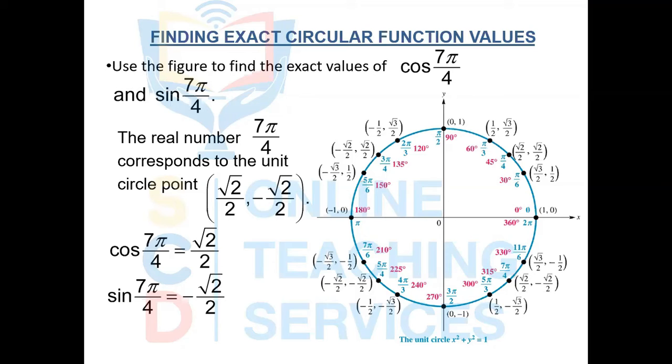Or just type what is the value of cosine 7 pi all over 4. It will give you square root of 2 all over 2, and the other one will give you a value in decimal form. It says 0.707. Yes, that's correct.